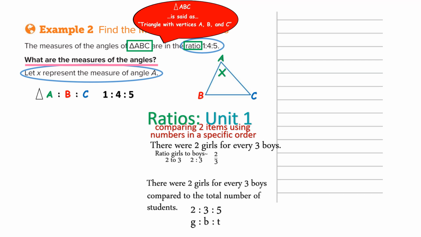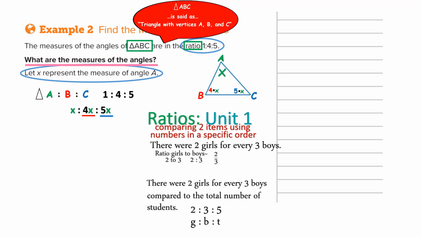And then they tell me, well, then we're going to represent the measurement for angle A as x. Don't know exactly what that measurement is yet, but I'm going to go a step further, right? So I can see that in my ratio that for the B, it's 4. Well, specifically, it's going to be 4 times x. And then for angle C, I can see that it's 5. Well, that is going to be the 5 times x because x is always going to be equal to 1.